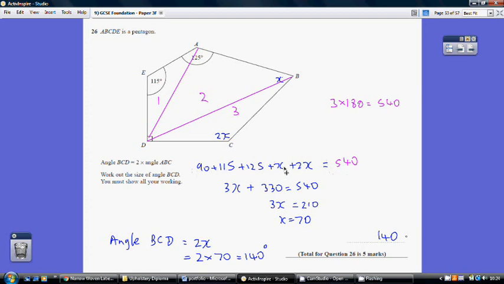So gathering up our x's, we get 3x. Gathering up our normal numbers, 90 add 115 add 125 is 330. Take away 330 from both sides, we get 3x equaling 210. Dividing by 3, we get x being 70. Now we've got to work out the size of angle BCD. BCD, that's the 2x. So this angle is 2 lots of 70, which is 140 degrees.